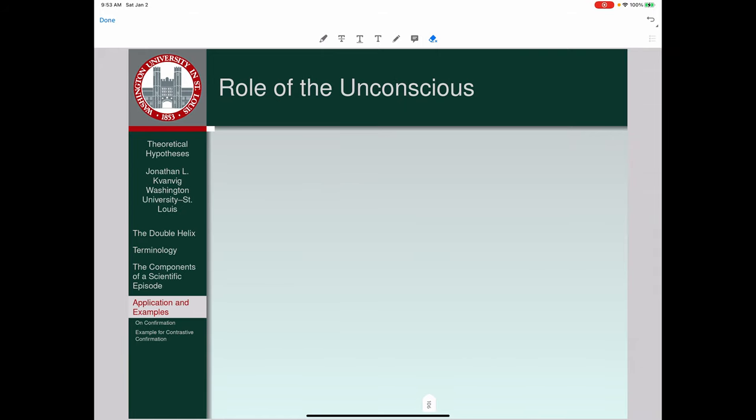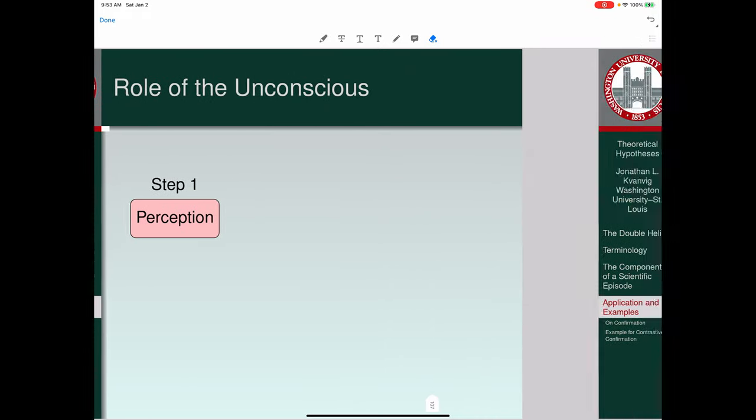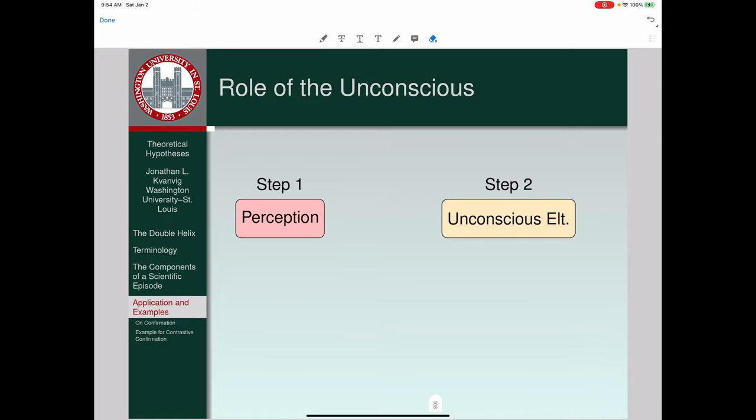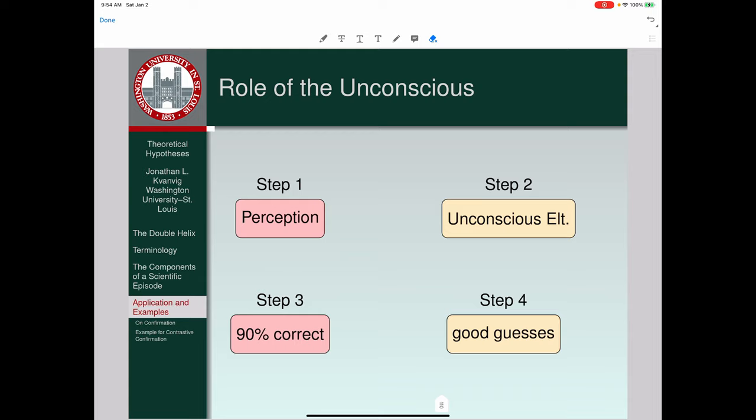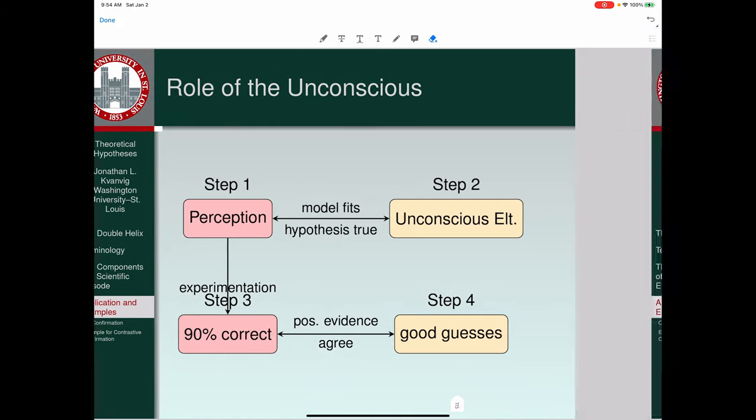One further example takes us into the realm of disreputable or marginal science. And this is about the role of the unconscious. So the idea is we have a model of perception where there are unconscious elements that are functioning to make us good at guessing. So if there are unconscious elements at work in our understanding of perception, then our guesses should be better than chance. And it turns out the data that was generated was that we were 90% correct. And so we get some evidence here, a positive fit between the data and the prediction. And so we have some incremental evidence that there are unconscious elements at work in perception.